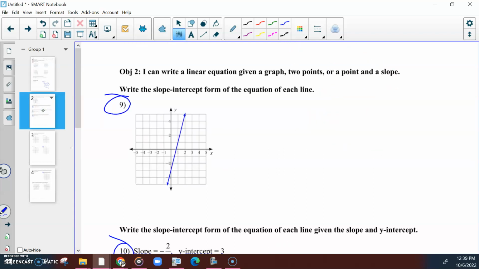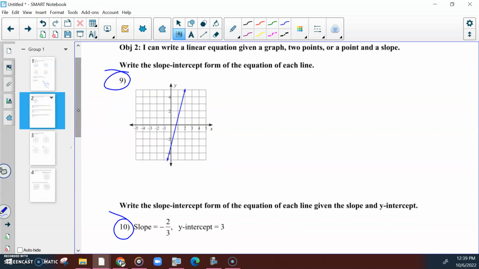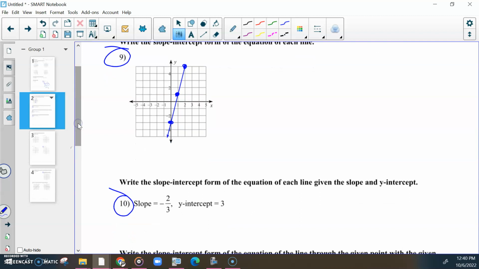Okay, on the next page, number 9, writing the equation from a graph, you have to find your slope and y-intercept. Alright, let's focus. Find your slope and your y-intercept. Doesn't matter which one you do first. Here, our y-intercept is at -3. Find 2 points on here to find your slope. Count. This would be a positive 4/1. Simplify and write it as an equation.